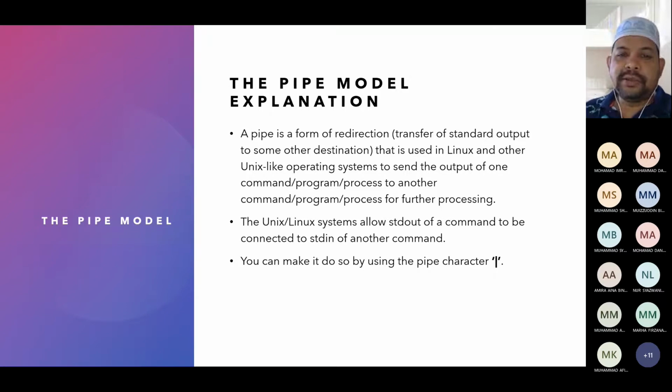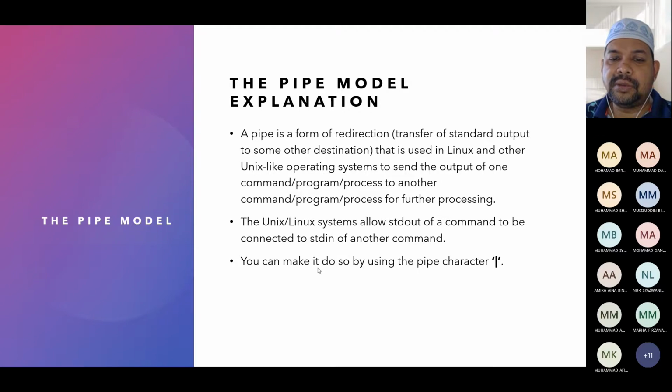The pipe model explanation. Okay, a pipe is a form of redirection, transfer of standard output to some other destination. That is used in Linux and other Unix-like operating systems to send the output of one command, program, or process to another command, program, or process for further processing. Okay, the Unix Linux system allows stdout of a command to be connected to stdin of another command.